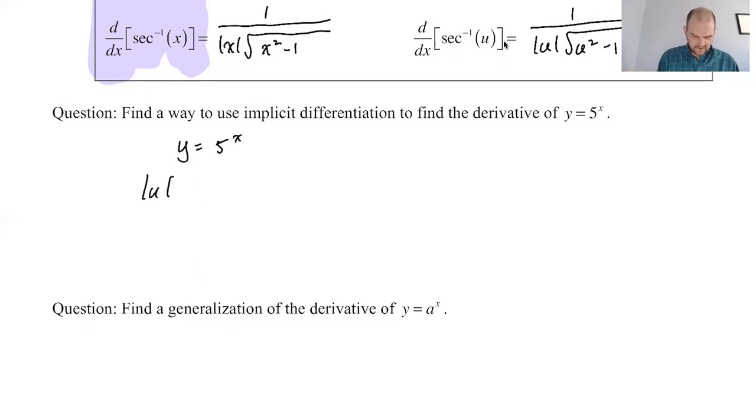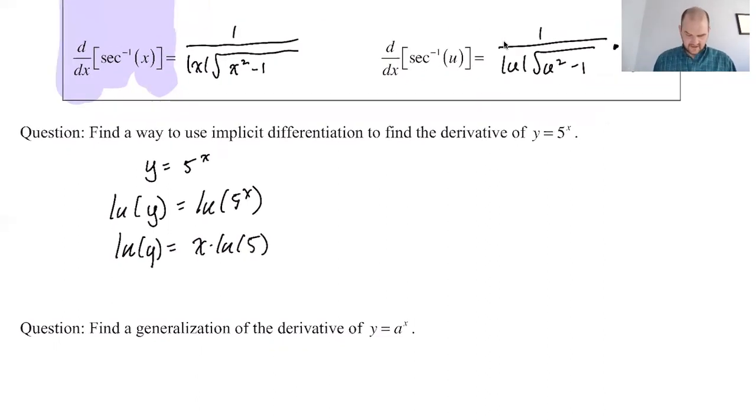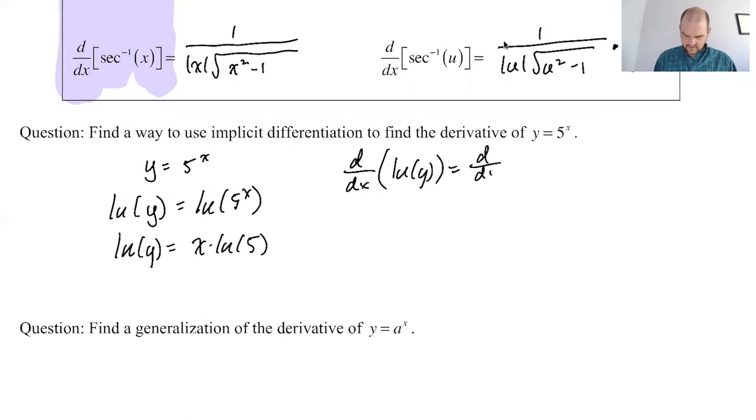So I'm going to take the natural log of both sides, the natural log of 5 to the x, and that means the natural log of y is equal to x times the natural log of 5. So exponents become coefficients. You use that property a lot in calculus. And now I'm going to take the derivative with respect to x of both sides, which should be equal to the derivative with respect to x of x times the natural log of 5.